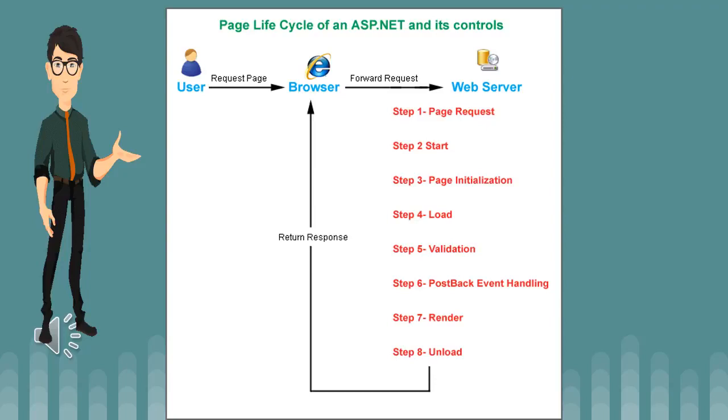Unload. Unload is called when the page has been fully rendered, sent to the client, and is ready to be discarded. At this point, page properties such as response and request are unloaded and any cleanup is performed. The cleanup includes routines such as closing database connections and file streams, or event logging and other tasks.